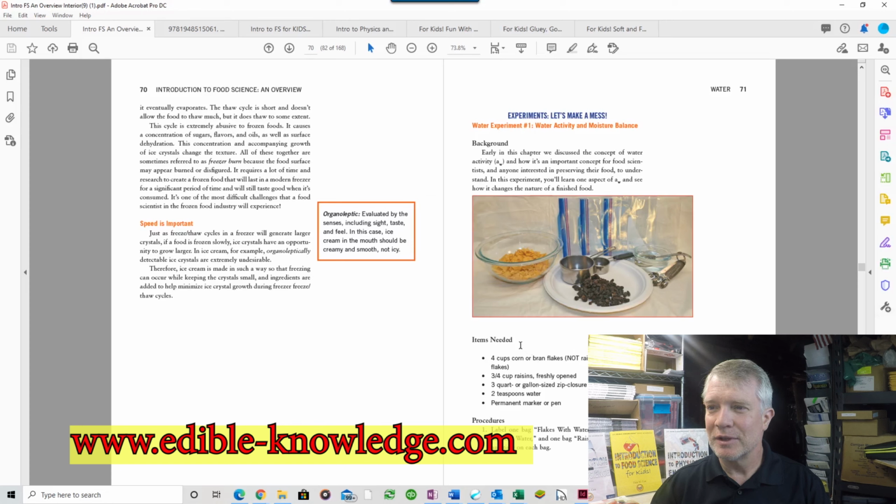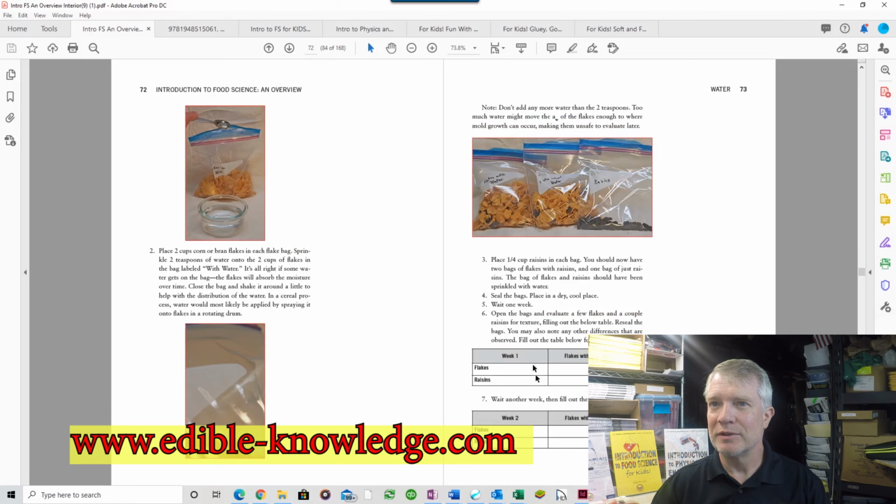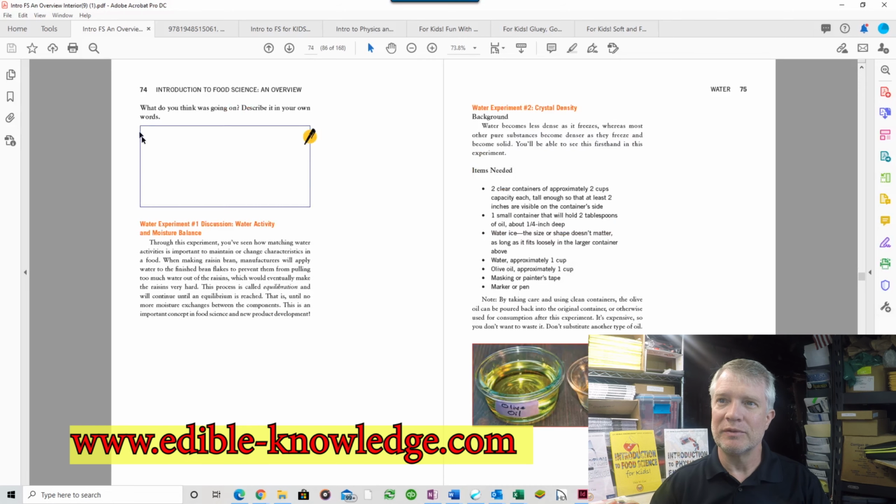At the beginning of each experiment, there's a section that tells you exactly what you're going to need, all the way down to, for example, a permanent marker or a pen. And then you get into the experiment. And the way these are organized is you go through and do the experiment. There's some things where you fill it out. There are writing boxes where, if you choose to write in the book itself, you can write in there. And then after that, there's a discussion that talks about what you saw and what was actually going on there.